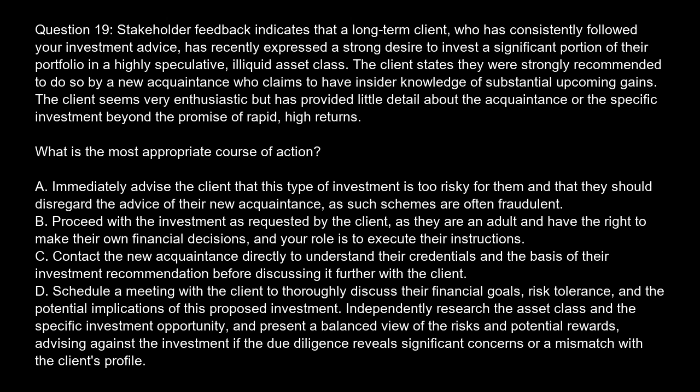Option A. Immediately advise the client that this type of investment is too risky for them and that they should disregard the advice of their new acquaintance, as such schemes are often fraudulent. Option B. Proceed with the investment as requested by the client, as they are an adult and have the right to make their own financial decisions, and your role is to execute their instructions.